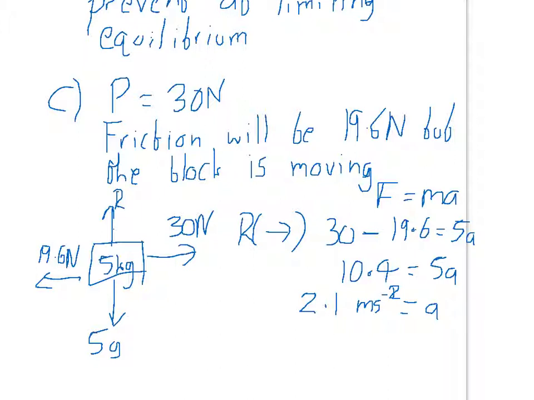So this is a question to do with friction. Remember, you must check in the question whether it's a rough or a smooth surface. If it says rough, then you must include friction. And remember, friction max is found by doing mu times by the normal reaction.